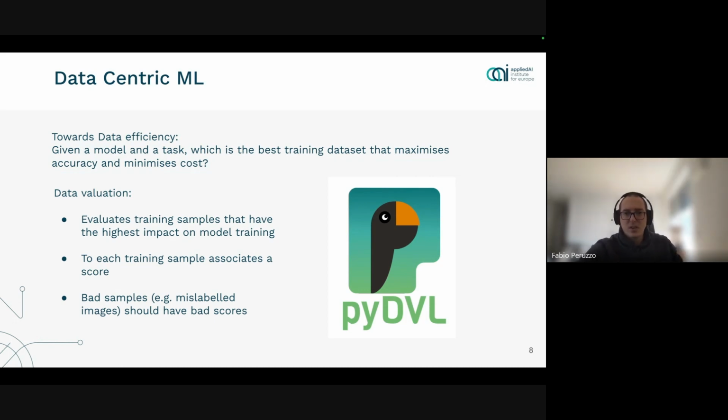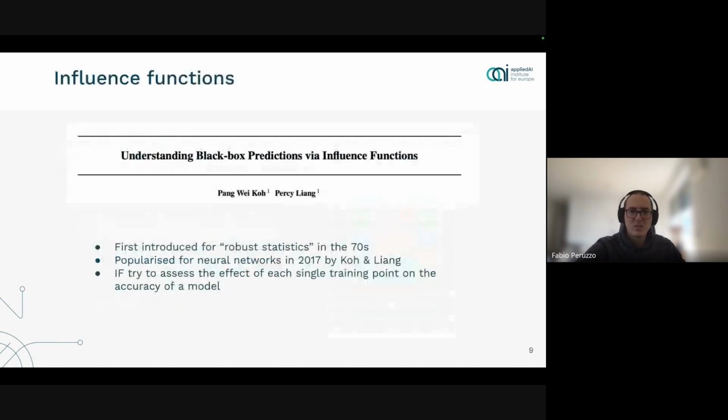And when it comes to neural networks, there are many different techniques. Some of them apply only to tree-based methods. Some of them apply to all of them, but they're very slow. When it comes to neural networks, one of the most famous techniques to do data evaluation are influence functions.